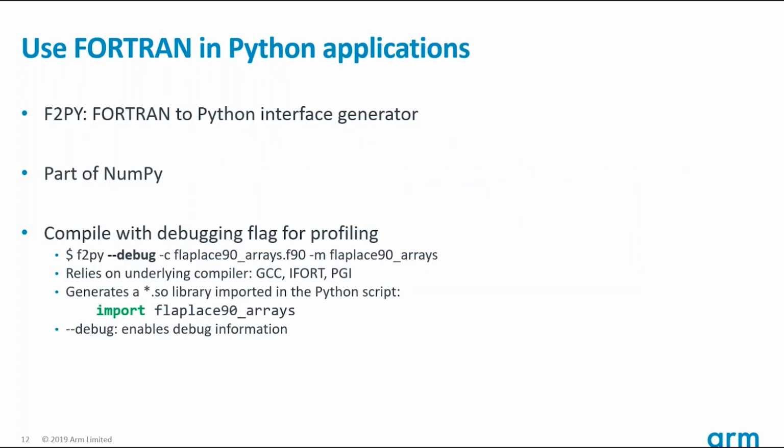So to overcome this problem, let's rewrite our compute kernel in FORTRAN instead, and NumPy proposes an easy solution to do it. The F2Py module can be used as a compiler to automatically interface your FORTRAN code in Python and produce an external library which can be imported. To get source level profiling information in MAP, don't forget the --debug flag to enable debugging information.